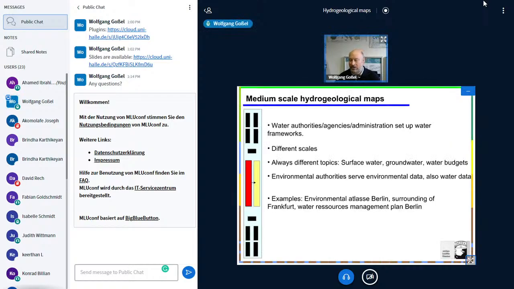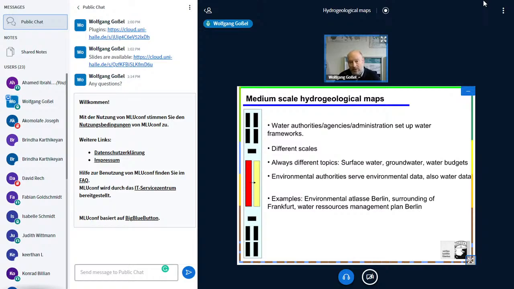Okay, and not only the geological surveys of the European countries have maps, but also water authorities or agencies or the administration there. They have so-called water frameworks, Wasserrahmenrichtlinien in German. And these are made normally either on the level of federal states or subdivisions of this. Let's say, for instance, I don't know it exactly. Of course, for Berlin we have only one Wasserrahmenplan, sorry, not Wasserrahmenrichtlinie, Wasserrahmenplan.